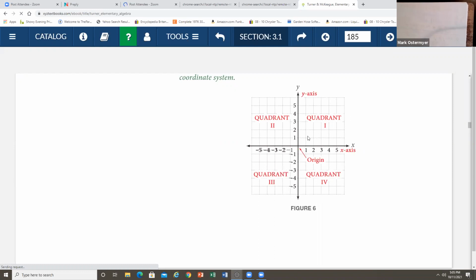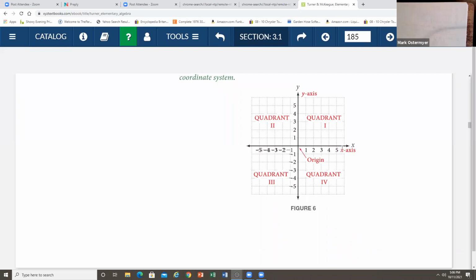Quadrant number 1 here is bounded below by the positive x-axis and bounded to the left by the positive y-axis. Quadrant number 2 is bounded below by the negative x-axis and to the right by the positive y-axis. This is the third quadrant down here. It's bounded above by the negative x-axis and bounded to the right by the negative y-axis. Then we have the fourth quadrant, bounded above by the positive x-axis and to the left by the negative y-axis. Notice these tick marks are spaced 1 unit apart on both the x and the y-axis here.